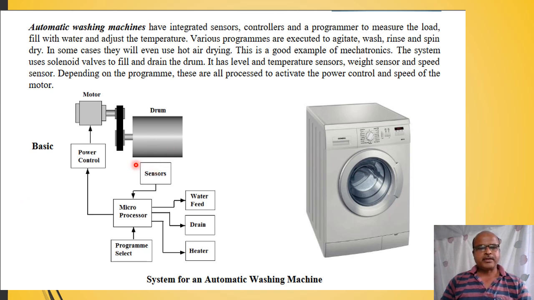So this is also a basic block diagram. That is a motor, power control. Power control is there. Microprocessor, program select is there. Water feed, drain, heater. Then n number of sensors are used.